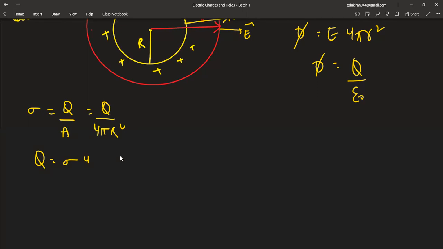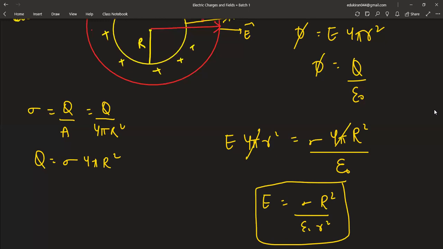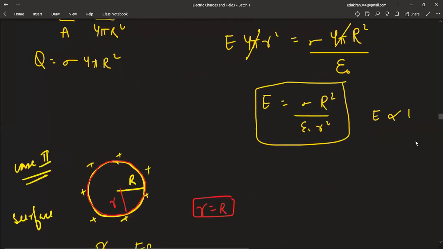See, class, steps are the same everywhere. Let us equate it. E into 4 pi r square is equal to, what is the charge? Charge is sigma into 4 pi R square divided by epsilon naught. 4 pi getting cancelled. What is the value we are getting? Sigma into R square divided by epsilon naught into small r square. Fine. So if you see, electric field is inversely proportional to r square.